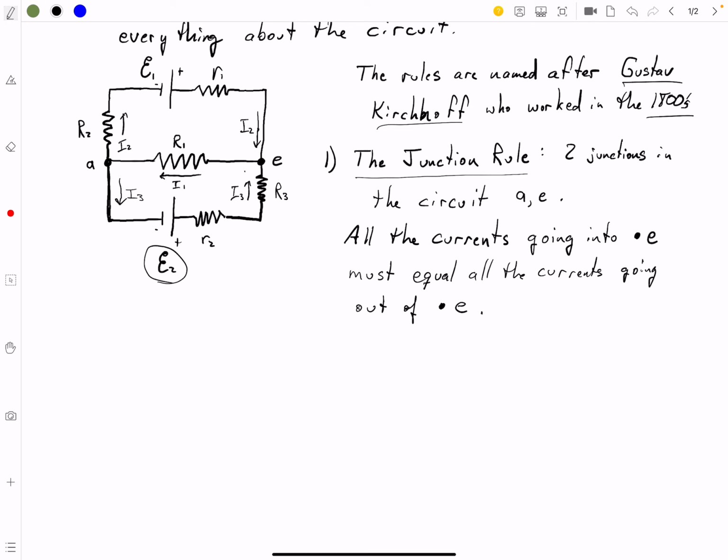If you look, I've drawn, because currents flow from the positive to the negative, the current on R3 as I3, and the current on R2 as I2. Because the EMFs are driving the circuit, they're going to push current from the positive to the negative. That's why I'm pushing I2 in this way.